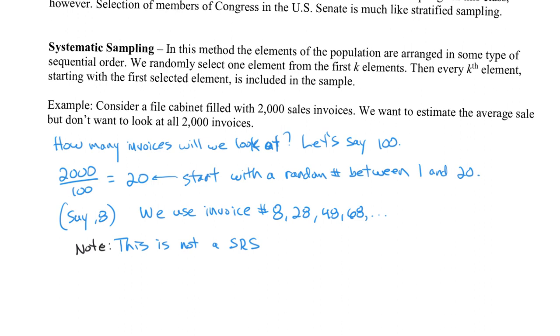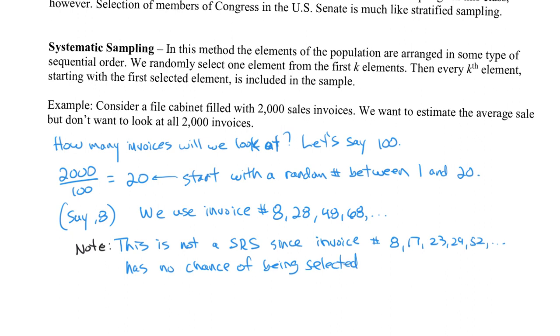But it's not a simple random sample because imagine this: invoice number 8, 17, 23, 29, 52, etc., has no chance of being selected in the process. This process would never select those invoices. However this continues, these invoices have zero chance of being selected because of the way we're doing it. It's very systematic. We're going to start at 8, go right down the list, 28, 48, 68, 88, 108. And you see it's very systematic. We have a starting point and we skip by the same amount right down the list every time. Very systematic. The name makes sense.